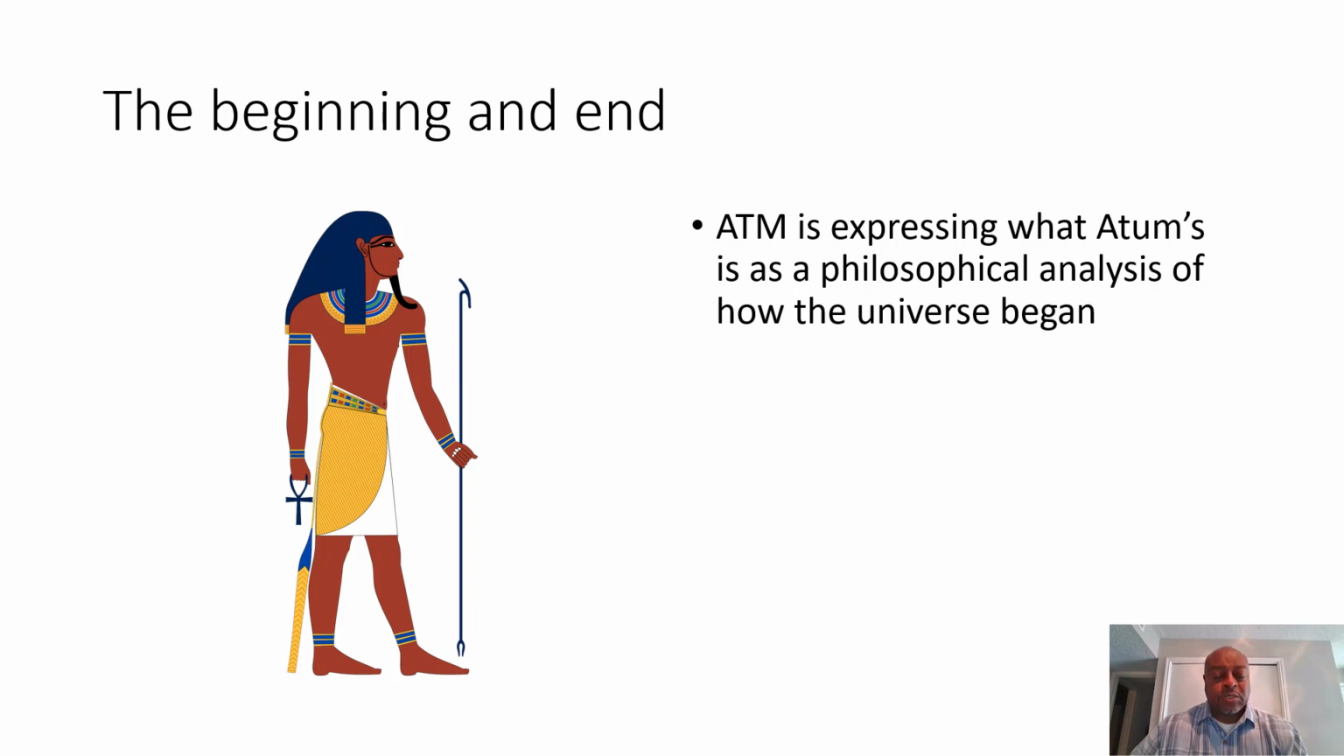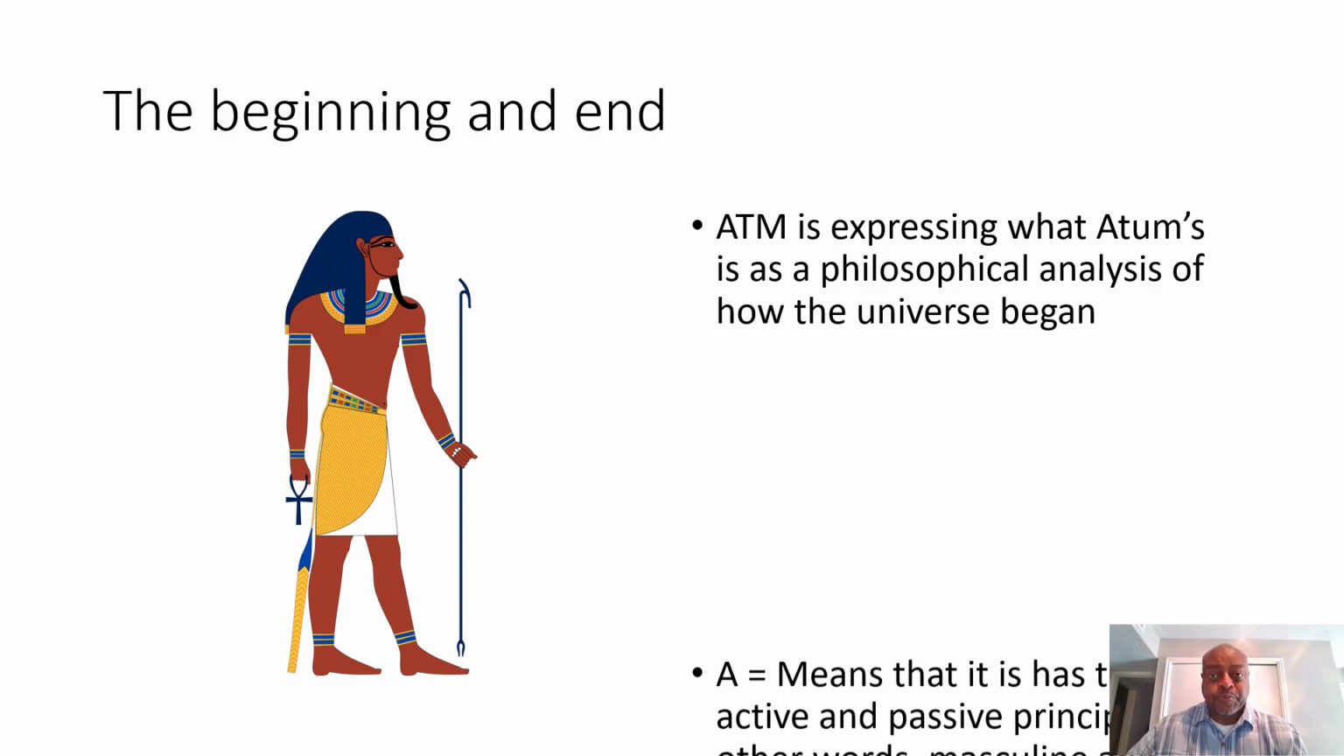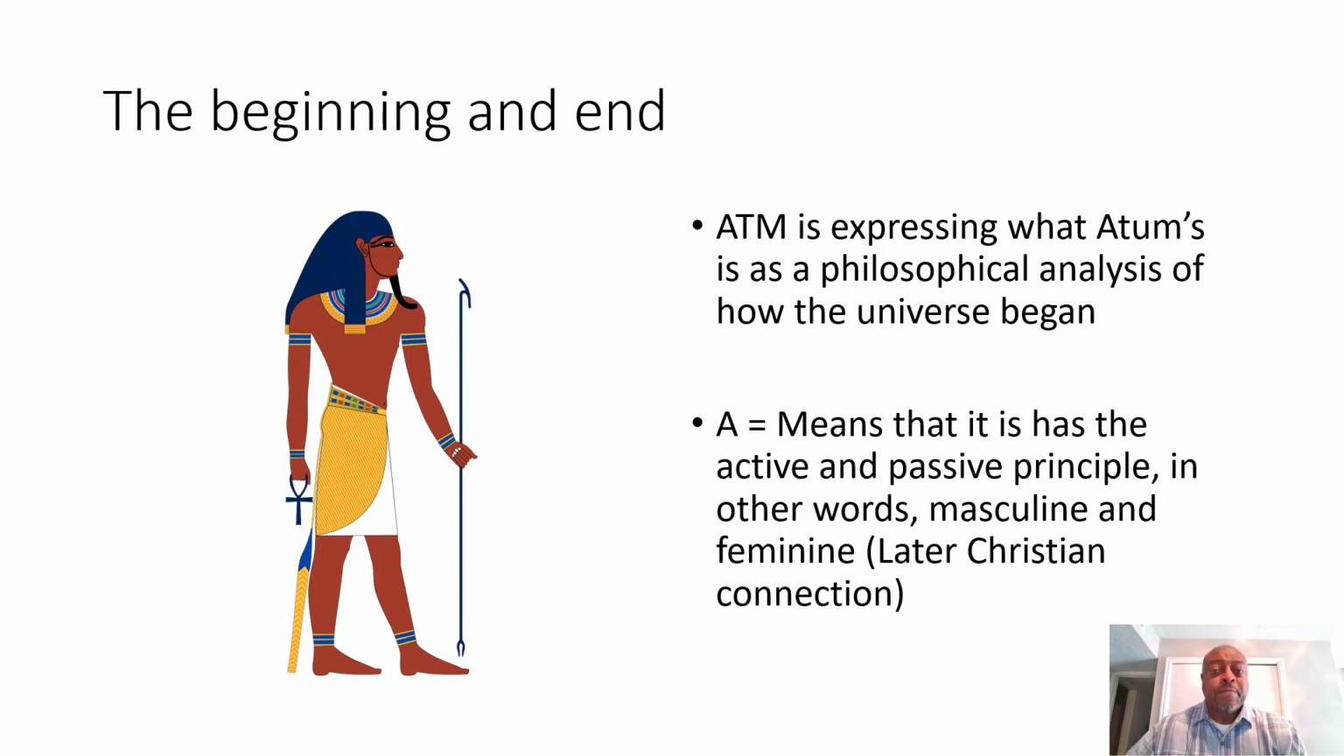ATM, which is Atum, because in modern times we put the vowels in. The Africans didn't use the vowels. But ATM is expressing what Atum is as a philosophical analysis of the universe and how it began. A means that it has the active and passive principle. In other words, masculine and feminine. There's a later Christian connection that we'll talk about.